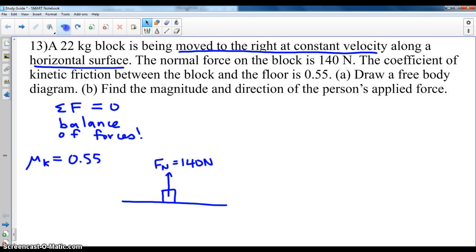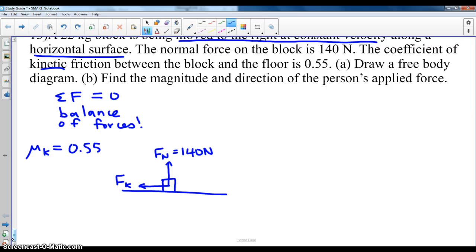Right? Kinetic friction. It's moving, so there's friction pulling the opposite way. It's moving to the right, so kinetic friction pulls left. Draw a free body diagram. We're almost finished. Find the magnitude and direction of the applied force.